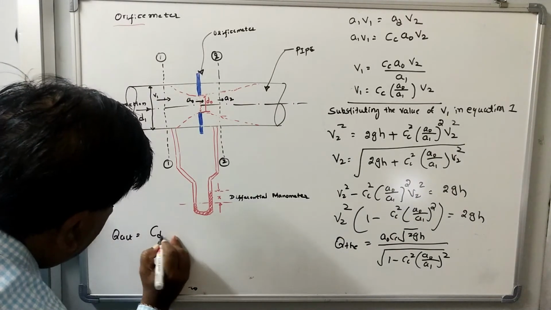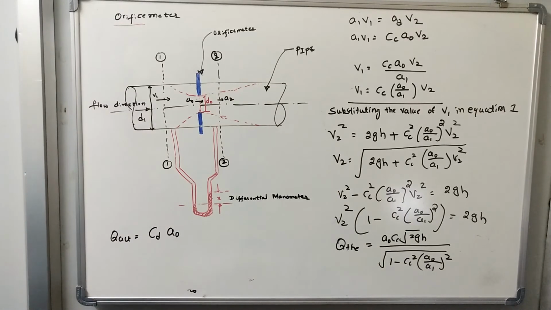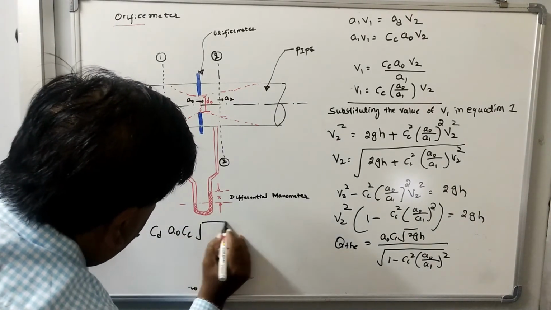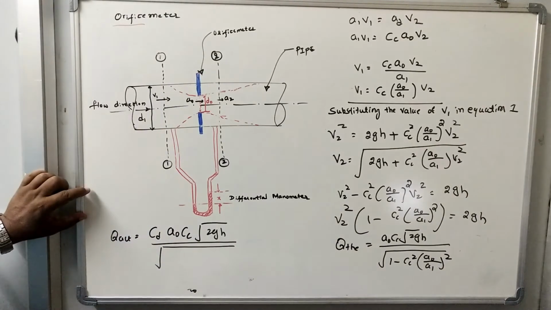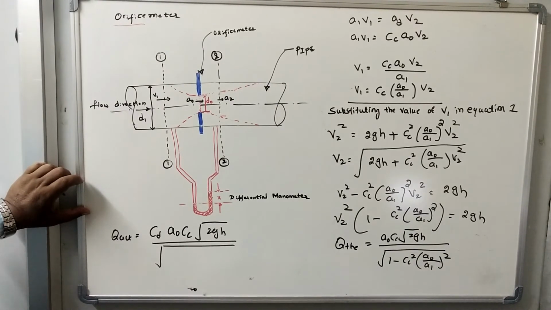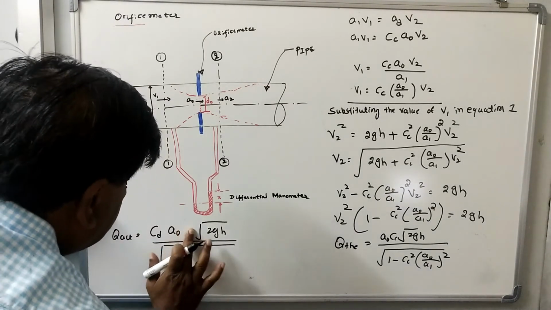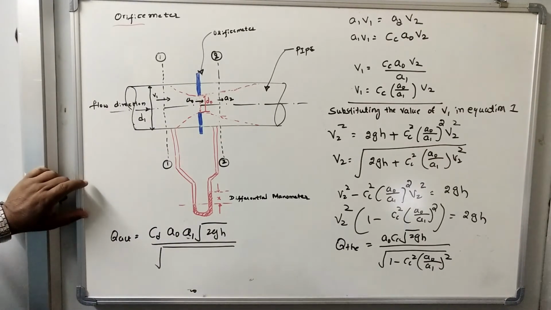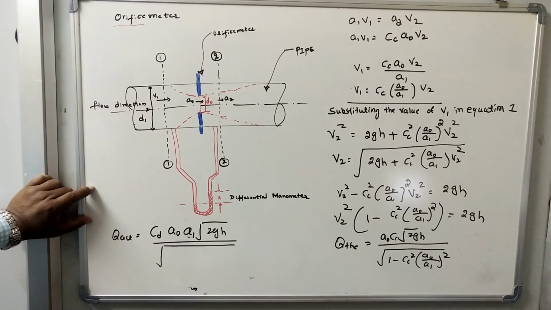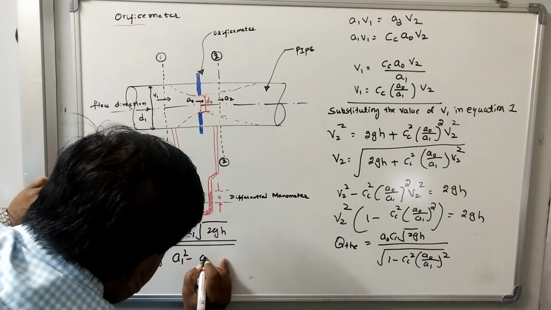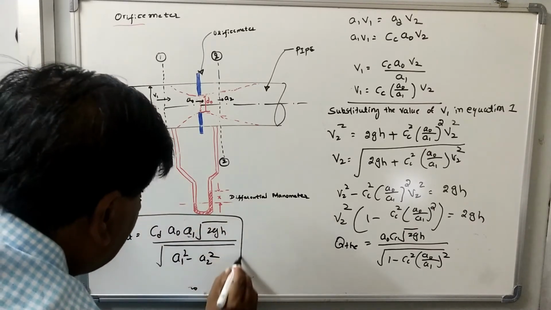Q actual is equal to Cd A0 A1 times the square root of 2gH, divided by the square root of A1 square minus A2 square. This is the final step. You simplify it mathematically: Q actual equals Cd A0 A1 square root of 2gH divided by square root of A1 square minus A2 square. This is the final expression.